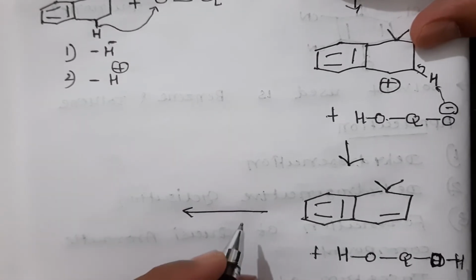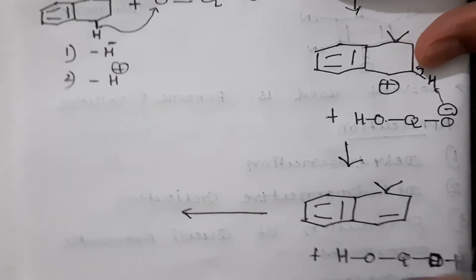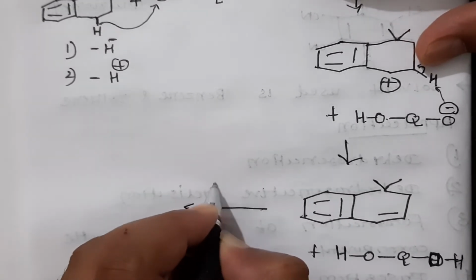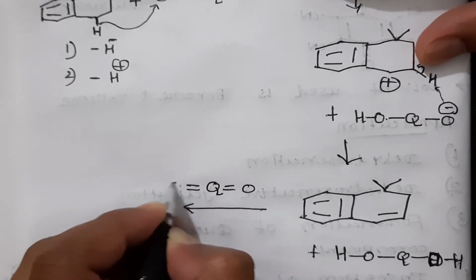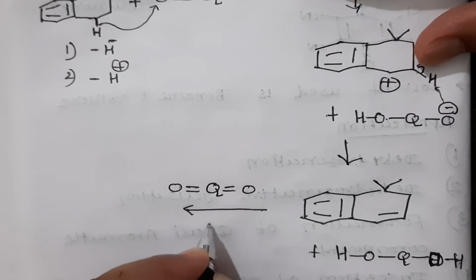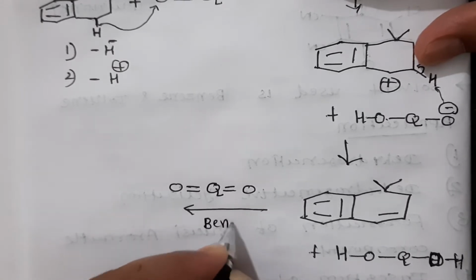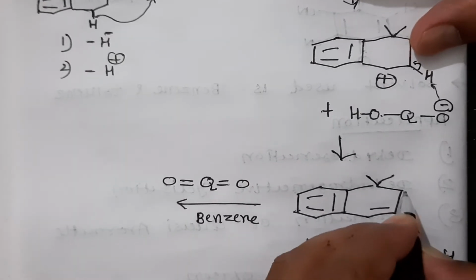Another molecule of DDQ. Here in the reactant, two equivalents of DDQ are there. So in the second step, if we take another molecule of DDQ, Q double bond O, double bond O. So this is the short structure of DDQ in presence of benzene as a solvent. So what happens? Again it extracts the H minus ion.